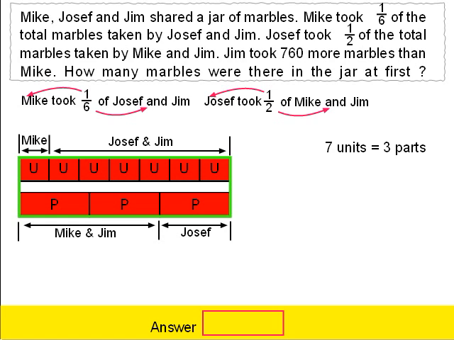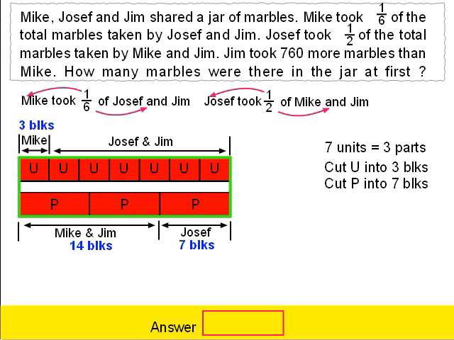So we're going to cut each unit into 3 equal blocks and each part into 7 equal blocks. Instead of cutting the model, which sometimes makes it look messy, you can carefully convert all the units and parts into blocks yourself. After you have done some calculation, you know that Mike would have 3 blocks because Mike had only 1 unit. Mike and Jim total 2 parts, which is equal to 14 blocks. Joseph had 1 part, therefore 7 blocks. So now you have all the complete models in terms of blocks as a common term for comparison.